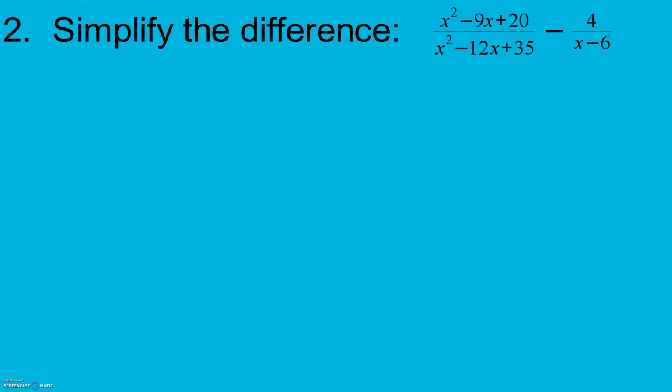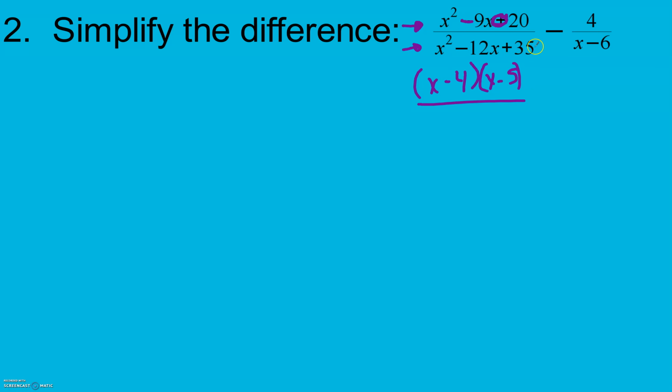So again, first thing we're going to do is simplify each fraction if we can. My first fraction here, I can go ahead and factor my numerator and factor my denominator. Multiply to 20, add to 9 are going to give me 4 and 5. Since we found the sum, our signs are going to be the same. Here, they're both going to be negative.